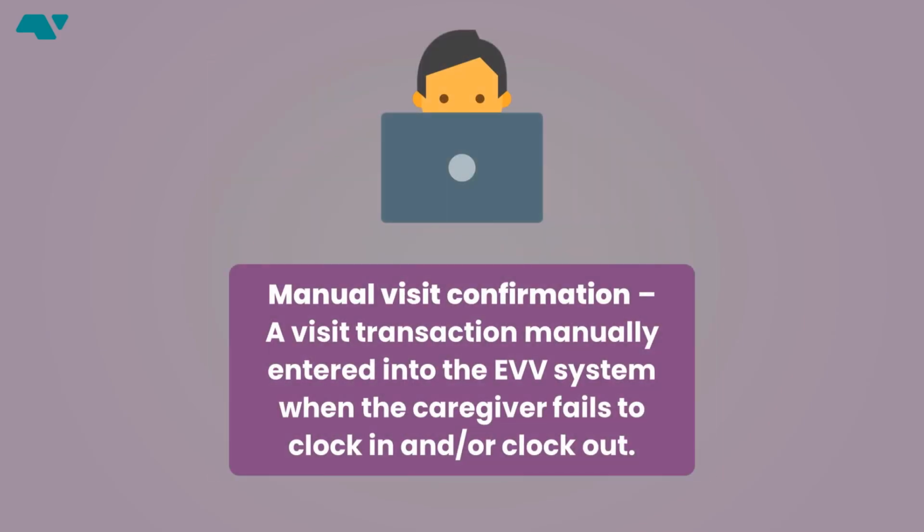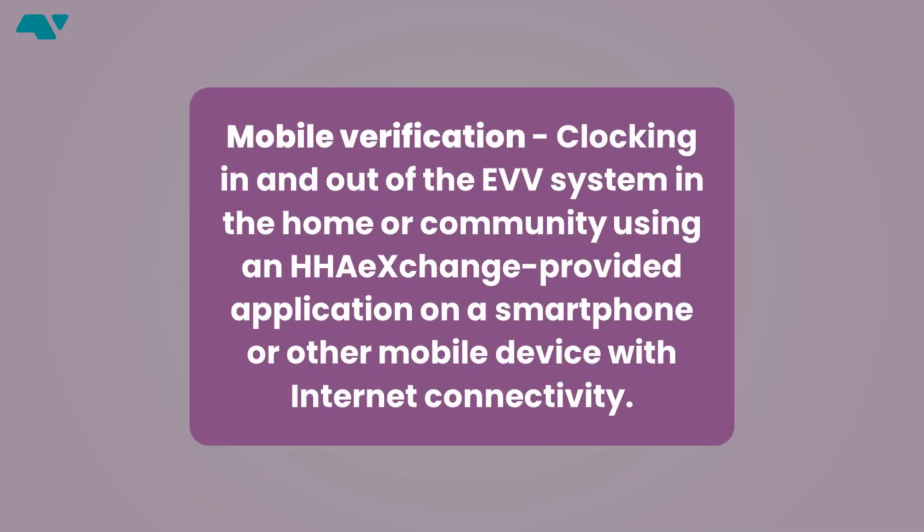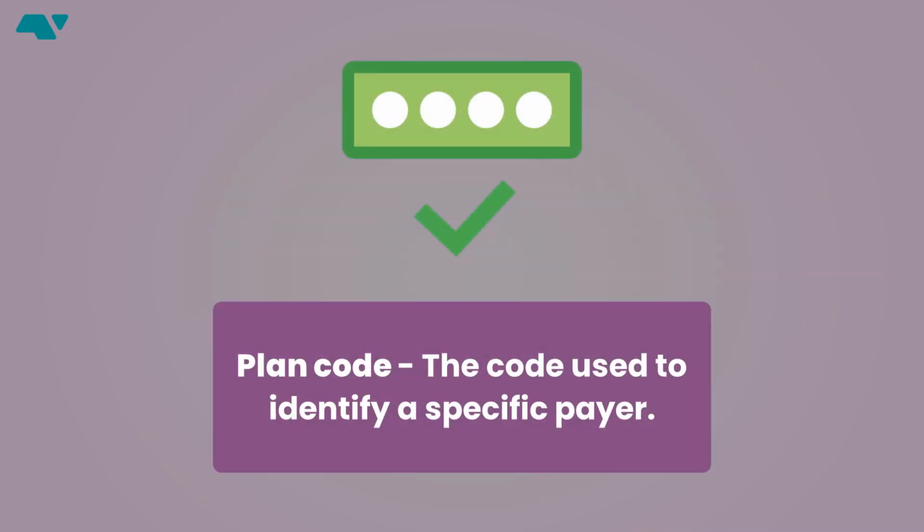Manual visit confirmation, a visit transaction manually entered into the EVV system when the caregiver fails to clock in and/or clock out. Mobile verification, clocking in and out of the EVV system in the home or community using an HHA Exchange provided application on a smartphone or other mobile device with internet connectivity. Plan code, the code used to identify a specific payer.